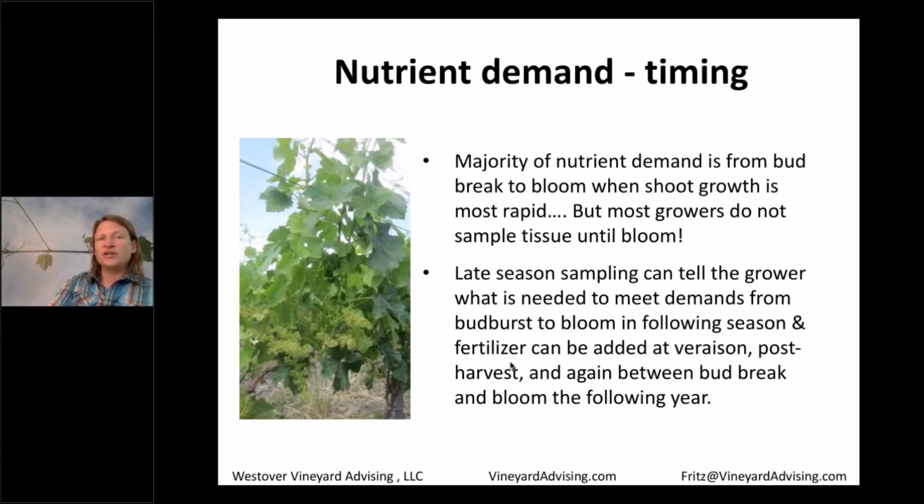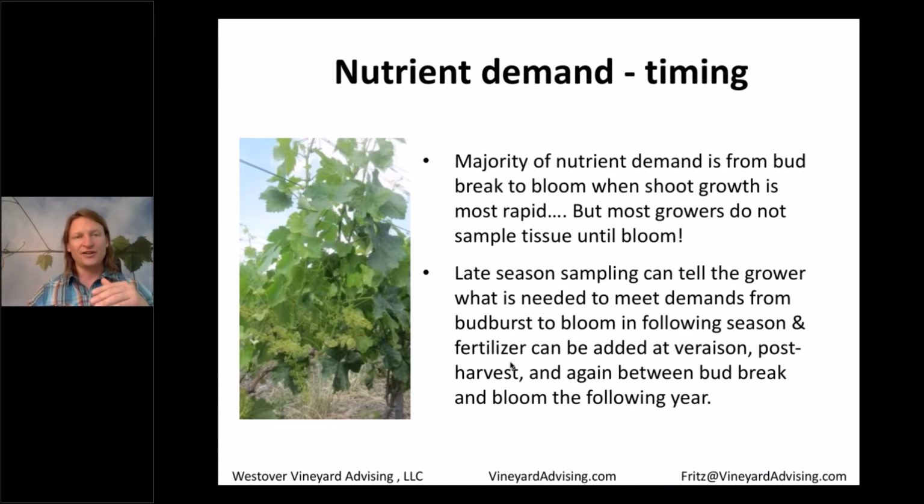Okay, but just remember how the nutrient demand works for vines. The majority of nutrient demand is from bud break or bud burst to bloom when shoot growth is most rapid. But most growers do not sample tissue until bloom. So this is why it's important to do a sample at bloom, because it gives you kind of like your progress report for the season.